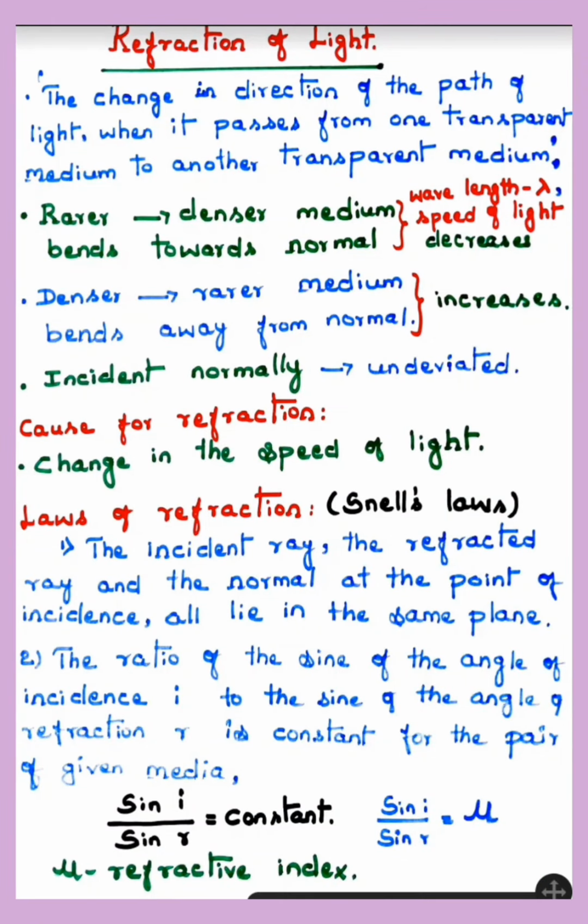A few points to be noted are: when the light ray moves from a rarer to a denser medium, it bends towards the normal. And when the light ray moves from a denser to a rarer medium, it bends away from the normal. Why is it so? It is because of the speed of light. When the light ray moves from a rarer to a denser medium, its speed decreases, hence it bends towards the normal. In the other case, when the light ray moves from a denser to a rarer medium, its speed increases and hence it bends away from the normal.